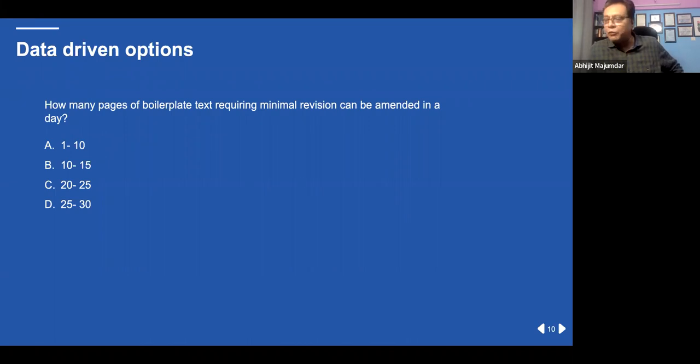Likewise, for certain activities, APMP has provided a set of data points, and these questions are related to those data points, like how many pages of boilerplate text requiring minimal revision can be amended in a day. Now, as per the APMP standards, it is around 20 to 25 pages, which can be amended in a day. Okay, if it's a boilerplate text.